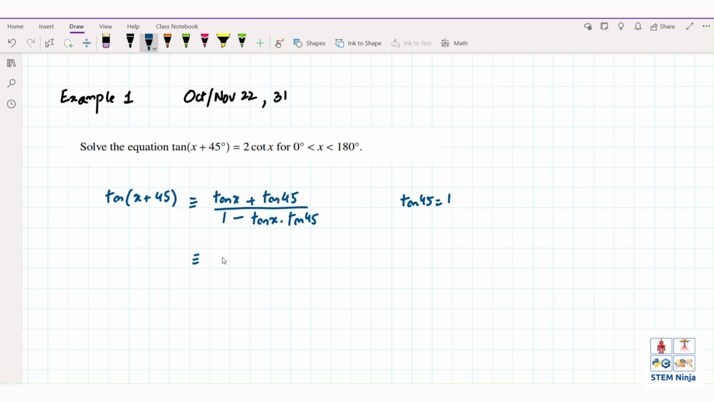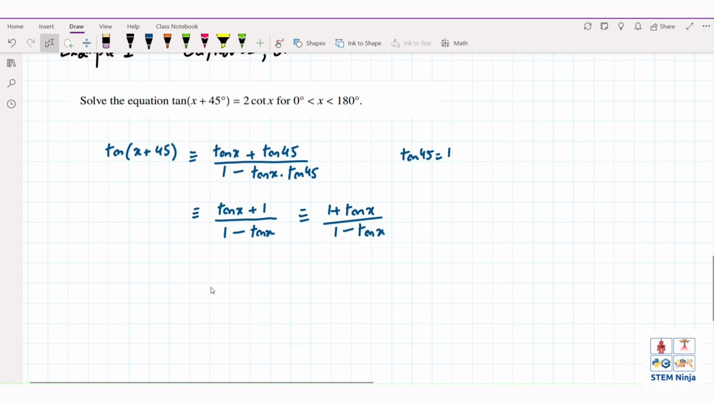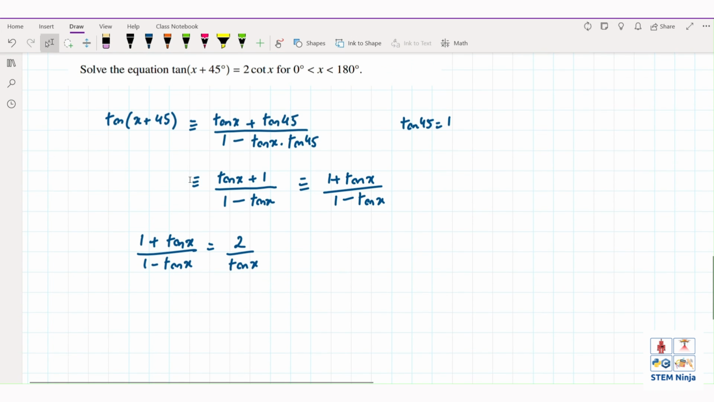So this simplifies to tan of x plus 1 over 1 minus tan of x. You could also write it as 1 plus tan x and 1 minus tan x. The right-hand side is a cot, so we can turn it into 1 over tan. So this becomes 1 plus tan x over 1 minus tan x equals to 2 over tan x. Next step would be cross multiplication.